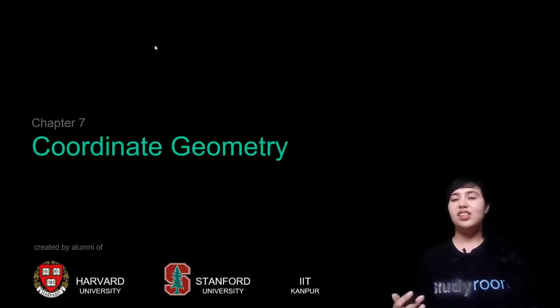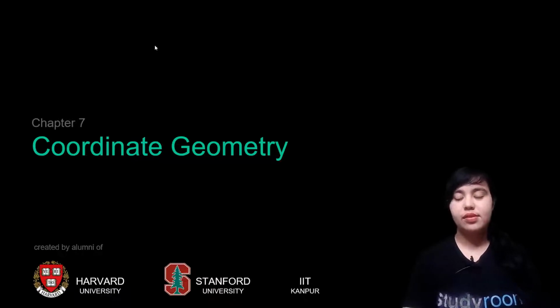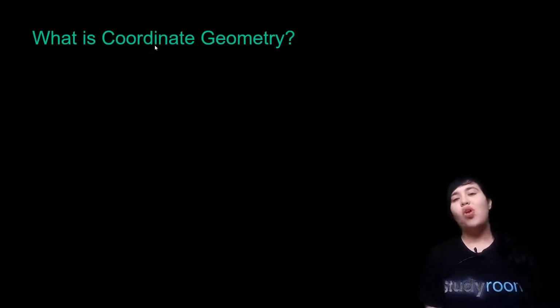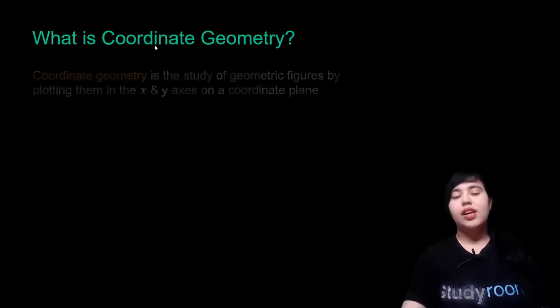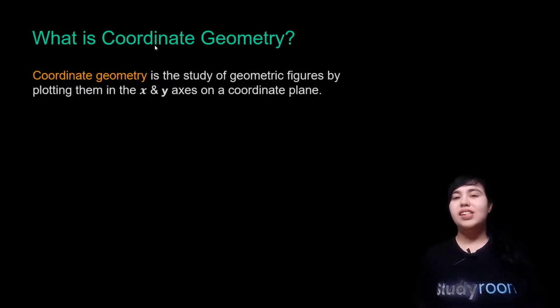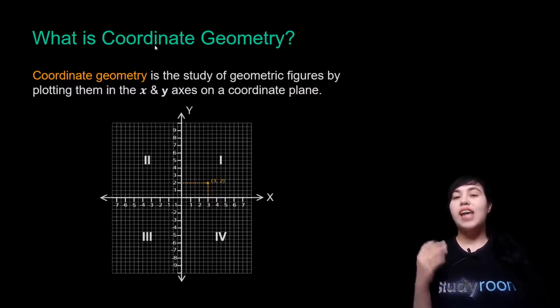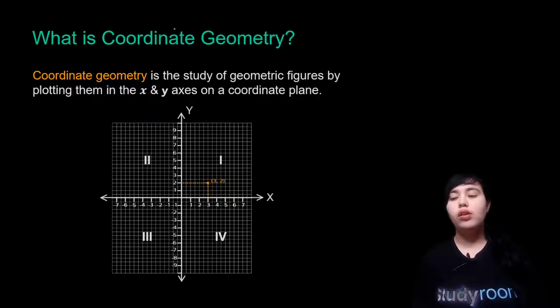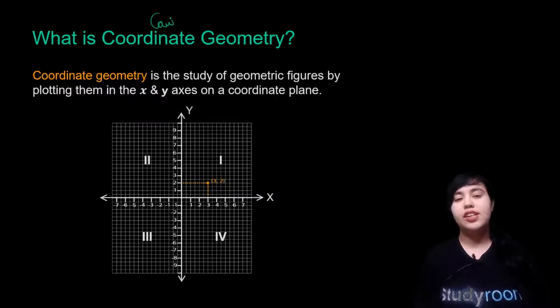Having discussed algebra and geometry in the previous classes, today we'll study a link between algebra and geometry through chapter 7, which is coordinate geometry. Now, what is coordinate geometry? It was actually invented by René Descartes. He was a French mathematician, and it is also called analytical geometry or Cartesian geometry.